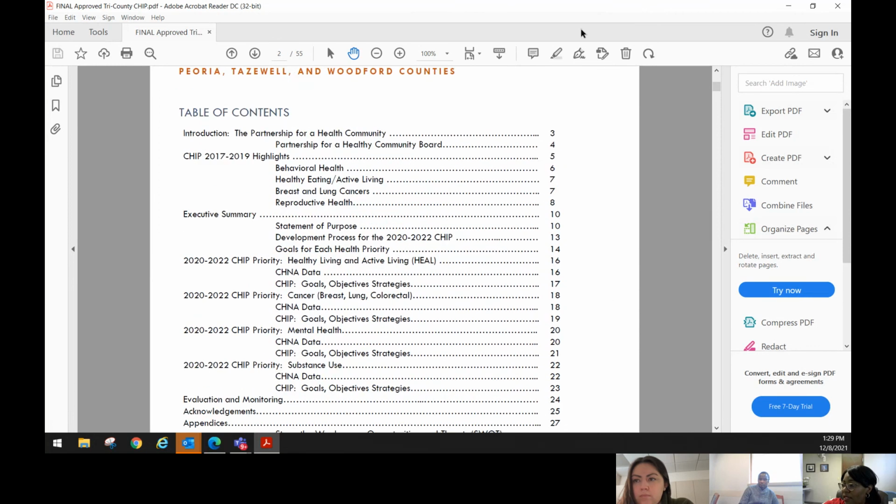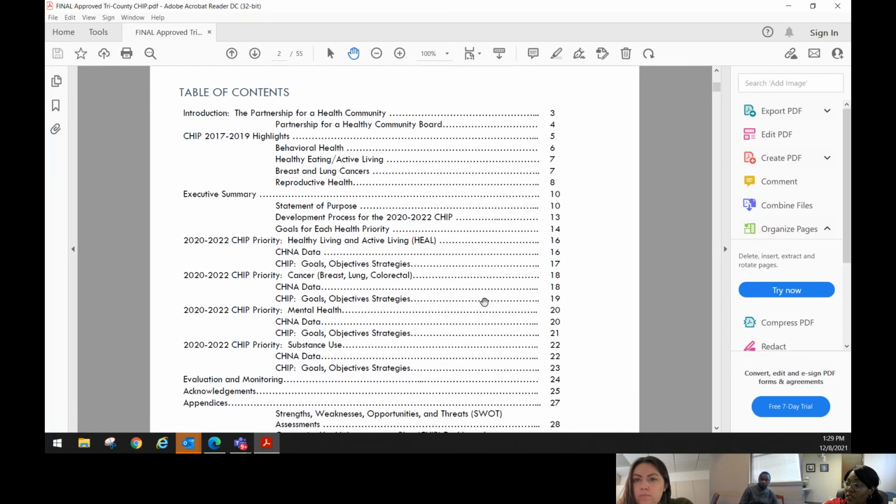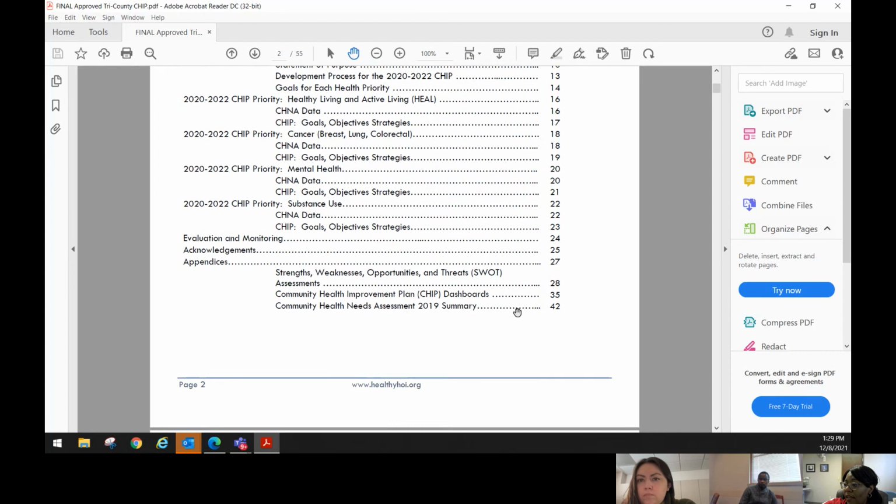So table of contents, again, high level. We talk about the partnership. We report on what we did the last cycle, some of our outcomes. And then we get into this current cycle, how we arrived at our health priorities. So you see we have the data, and then we couple that with the goals, objectives, and strategies that are developed.